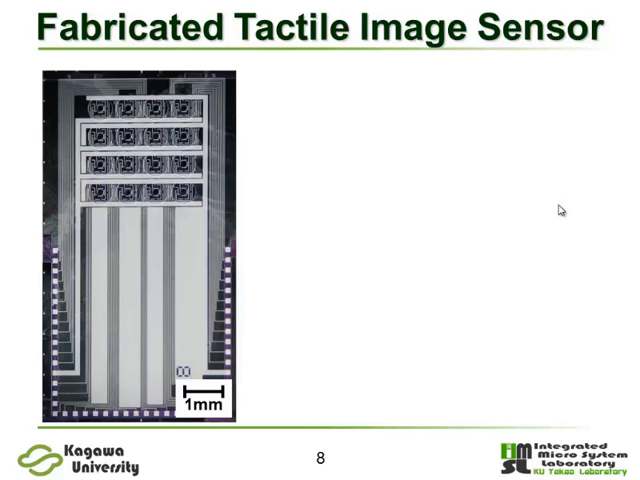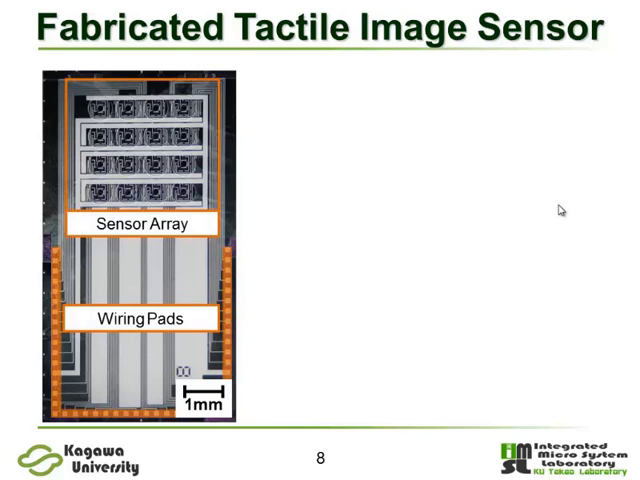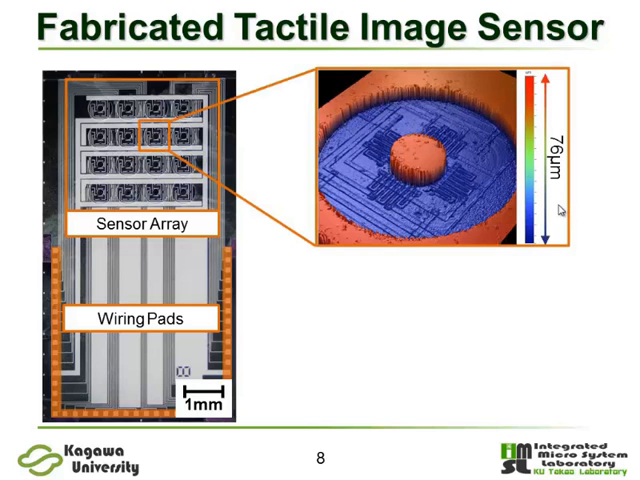This photograph shows a fabricated tactile image sensor tip. Sensor array is integrated around this area, and the wiring pads are laid far from the sensing array region in order to prevent damage of the bonding wires. This figure shows 3-dimensional surface shape of a pixel structure by white-light interferometer. The reference plane and contact tip structure with 76 micron height are formed on the pixel integrated circuit.